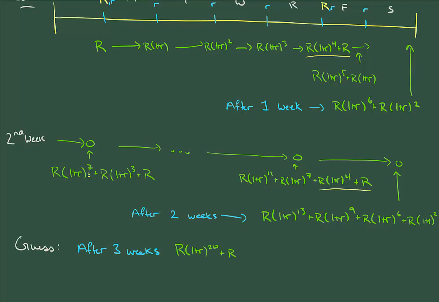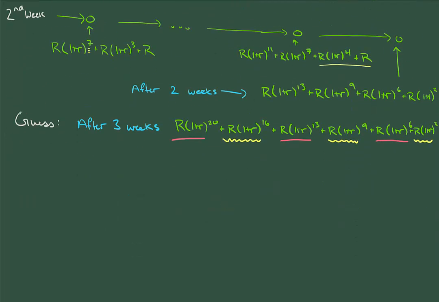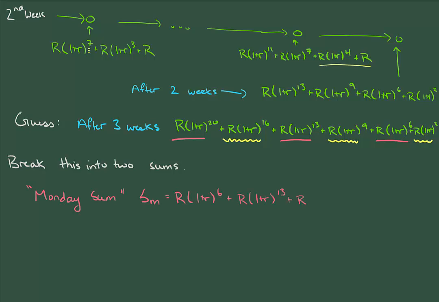After 3 weeks, we guess that we're just going to add 7 to each exponent and add on a week's worth of growth. This is what we had at the end of week 1. And to analyze this expression, let's look at the terms which jump by 7, since 1 week's worth of growth corresponds to 7 terms. If we break these into red and yellow sums, then the red Monday sum, which we'll call S sub n, starts with an exponent of 6 and climbs by 7 for each subsequent term.